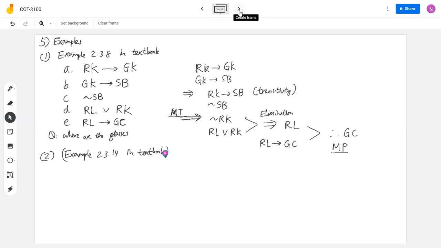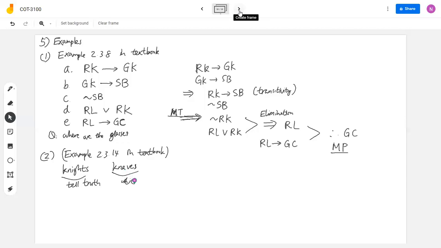And this one is short. This example is short, so I'm going to write the detail on this board. On a fictitious island, there are two kinds of people, knights and knaves. Knights always tell the truth, and knaves always lie.